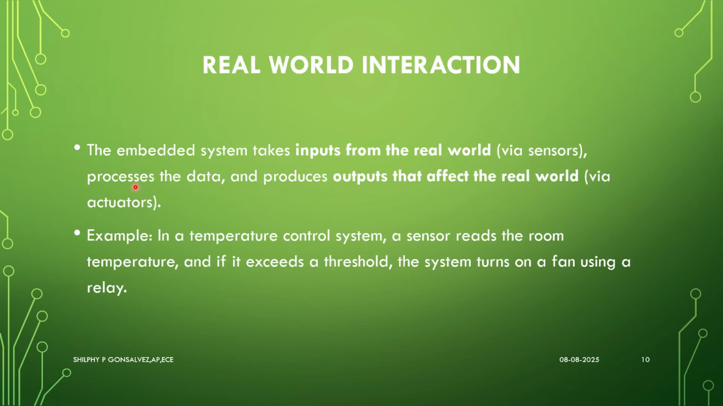Coming to the real world interaction, the embedded system takes input from the real world, processes the data, and produces the output that affects the real world through actuators. Example, in the case of a temperature control system, a sensor reads the room temperature and if it is exceeding the threshold value, the system turns on a fan using a relay. So that is the basic working of a temperature control system.